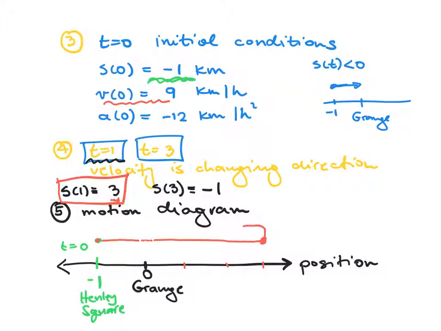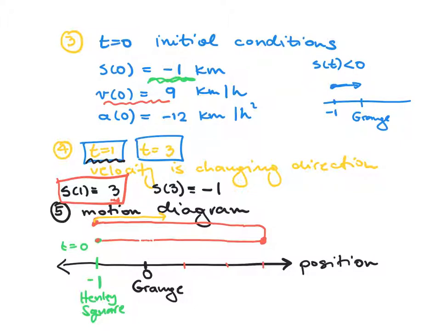When the time is equal to 3, s of 3 is equal to -1. So time is equal to 3, and we have to be at -1. It does look like I'm going to be back where I started. Yeah, I will be there. And then it's changing direction again, and it's going that way. So this is pretty much the motion diagram.